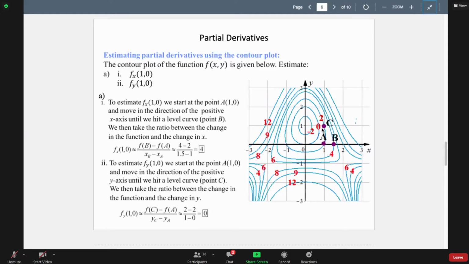So the function is not changing value. The value here was 2. At the point C, the value is still 2. So roughly speaking, of course that's only an approximation, the partial derivative with respect to y is 0.